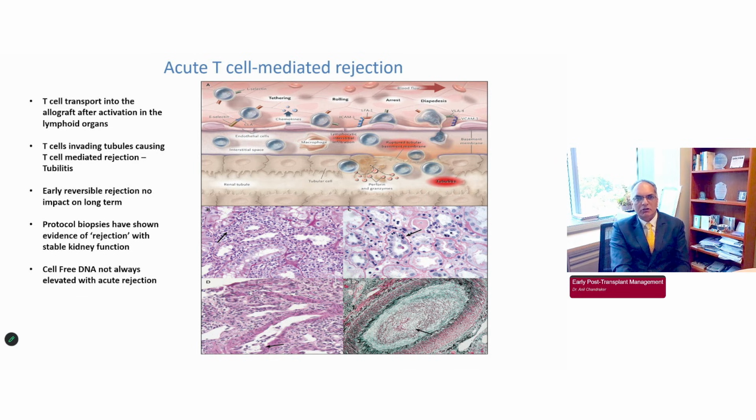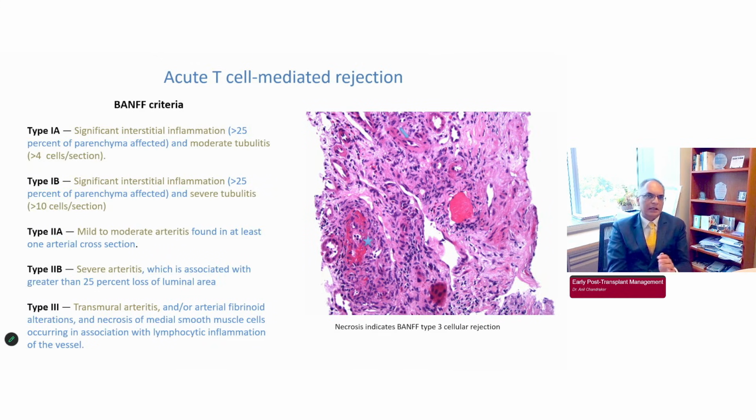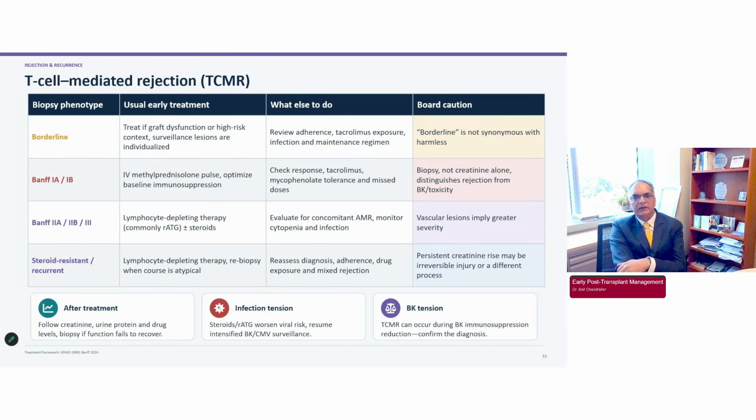T-cell mediated rejection is basically defined by its severity and staging by the Banff criteria. And there are different stages of severity from borderline to type 1A, type 1B, type 2A, type 2B, to type 3, which are just increasing levels of severity. What is important is that borderline rejection is not benign. So often people will treat borderline rejection as if it is rejection. That is something that you need to take into consideration very carefully.